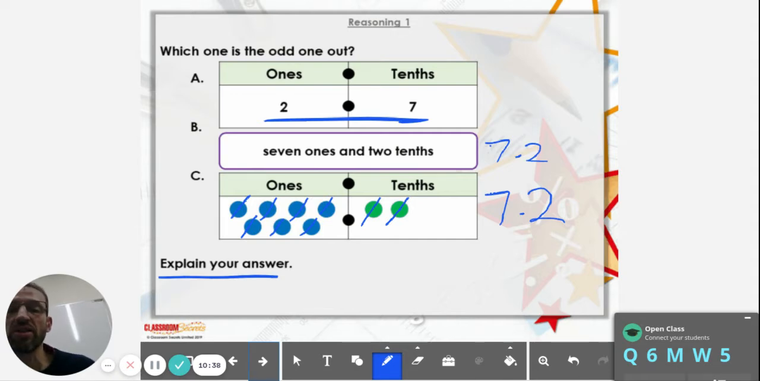I think A is the odd one out because the tenths and the ones are actually switched around into an opposite position. That's why I would say they're switched into the opposite position. So the tenths are in the ones column and the ones are in the tenths column, whereas B and C are actually the same value.